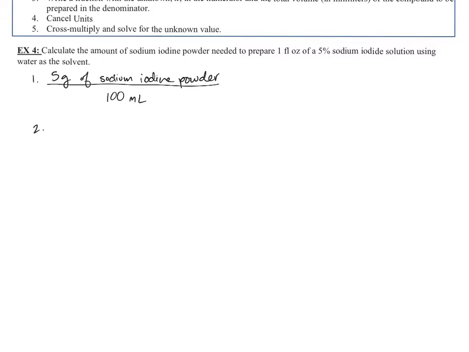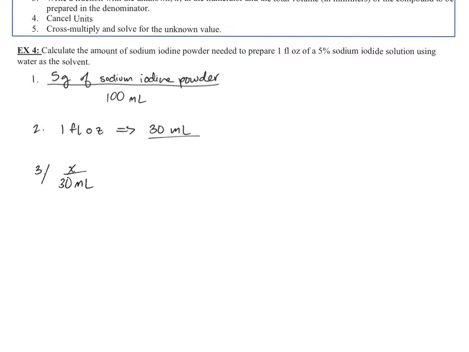For the second step, we need to see if our volume is ordered in milliliters. The volume ordered is 1 fluid ounce, which we need to make into milliliters, and we know that is 30 milliliters. So the second step, converting to milliliters, is done. Third step, we write the fraction with the unknown in the numerator and the total volume of the compound to be prepared in the denominator. So this is x over 30 milliliters.